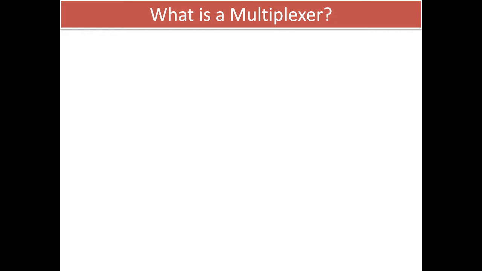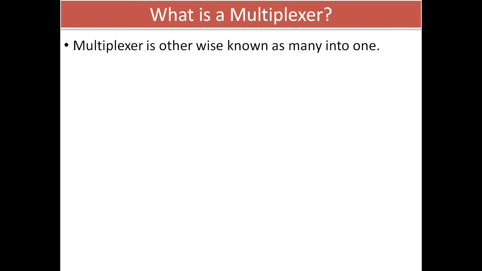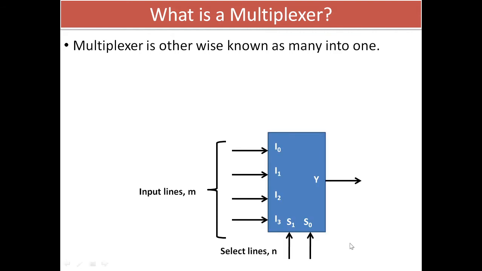Now, what is a multiplexer? Basically, a multiplexer is otherwise known as many into one. That means it has many input lines, and the information available at the input lines is serially transmitted to the output line depending on the selection inputs. So a simple multiplexer may look like this. This is a 4-line 4-to-1 mux.